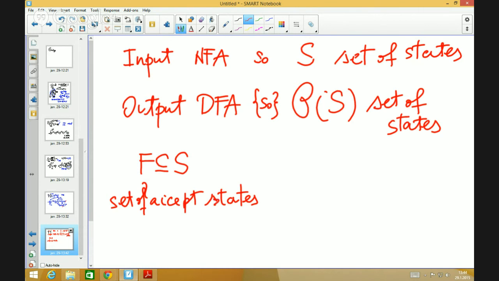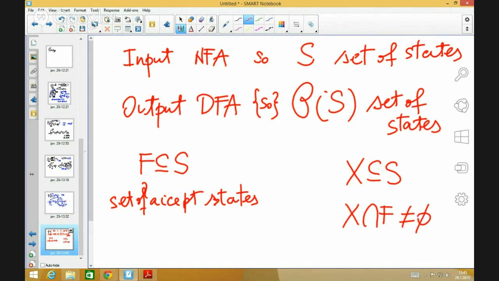Okay, so what are the accept states in the DFA? They are all the subsets which have a non-empty intersection with the set of accept states, which means all of those that have some good guy in them. Okay, that's what we were doing before.